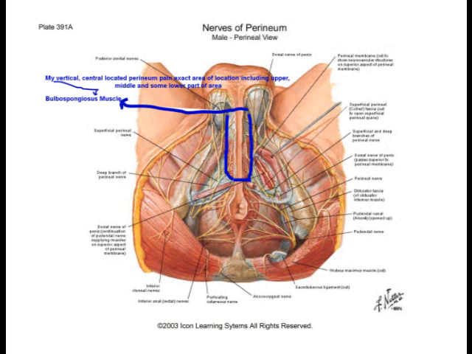So I just wanted to emphasize that because that's where my main area was, and if you do have some entrapment there or varices there, then that can definitely cause some problems.